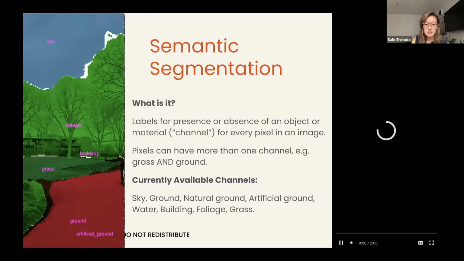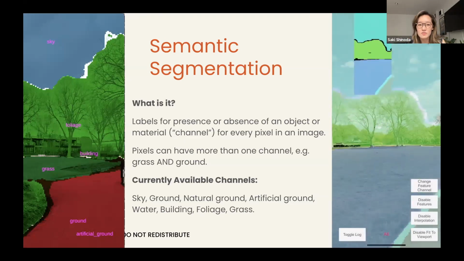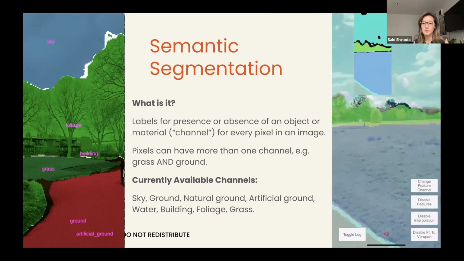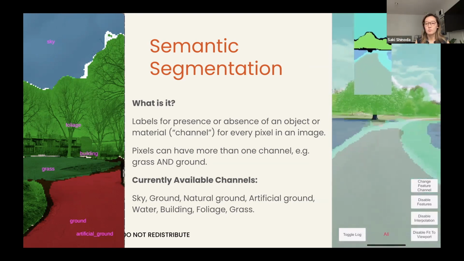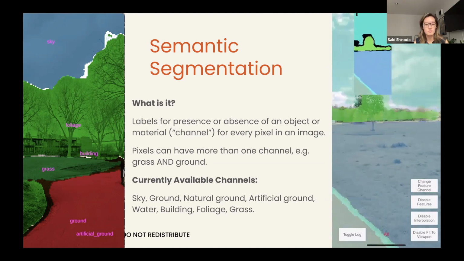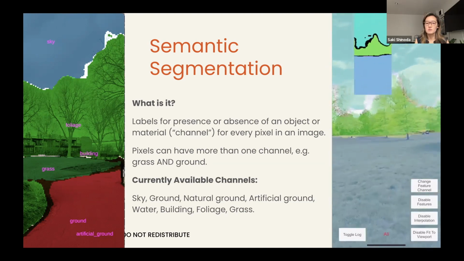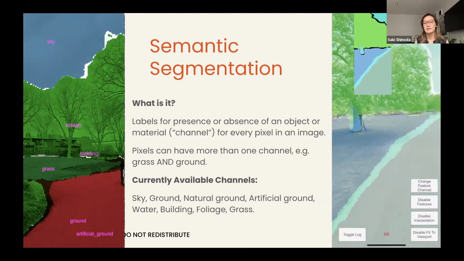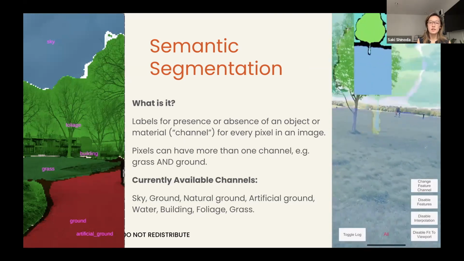So Saki, do you want to talk about this slide? Yeah, so what is semantic segmentation? In general, it's a task in computer vision where it's segmentation, so splitting up an image or a frame of a video into regions based on what's depicted, so the semantic content of that image. What it means specifically in the ARDK is for every pixel in your frame or your image, you get a label for whether an object or a material, which we call a semantic class or a semantic channel, exists or does not. So for every pixel and every class, you get a label of whether you have presence or absence of that object or material.